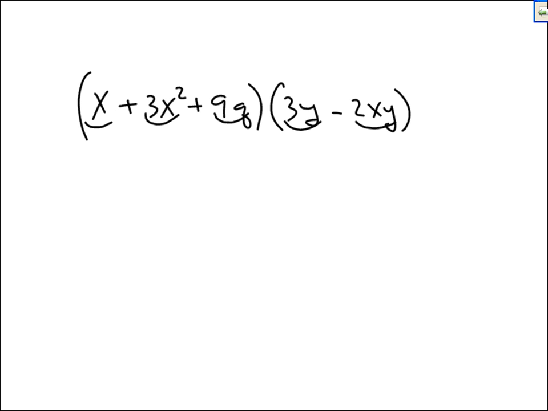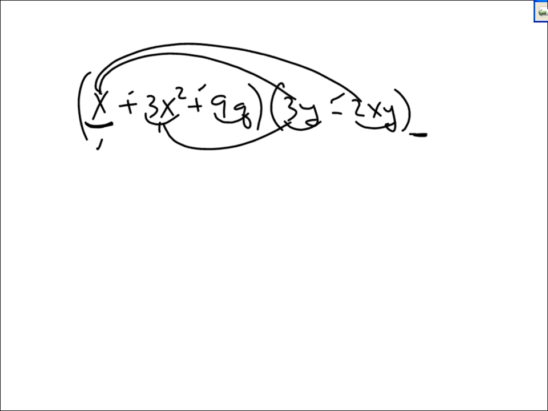The only thing I didn't underline were the term separators. And basically, you multiply the first term with the first term, and then the first term with the second term, and if there was a third term, you'd multiply the first term here with the third term. But there is none, so you stop with the first term, you're done. Now you do the second term with the first term, the second term with the second term.